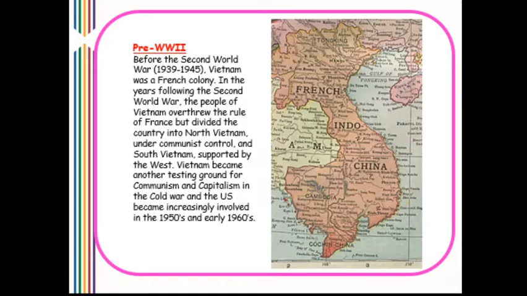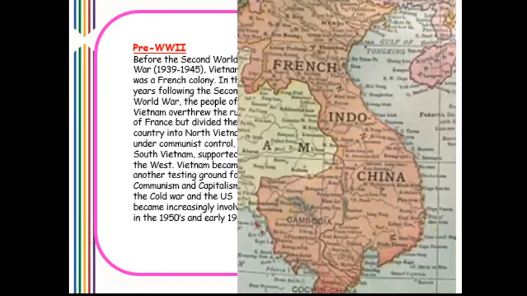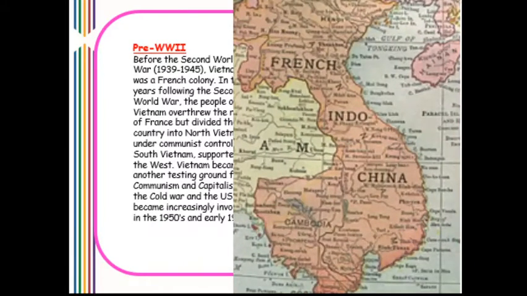Vietnam became another testing ground for the idea of communism versus capitalism in the Cold War, and the US became increasingly involved in the 50s and early 60s. So that picture is a map of what it was like under the French, so it was known as French Indochina.